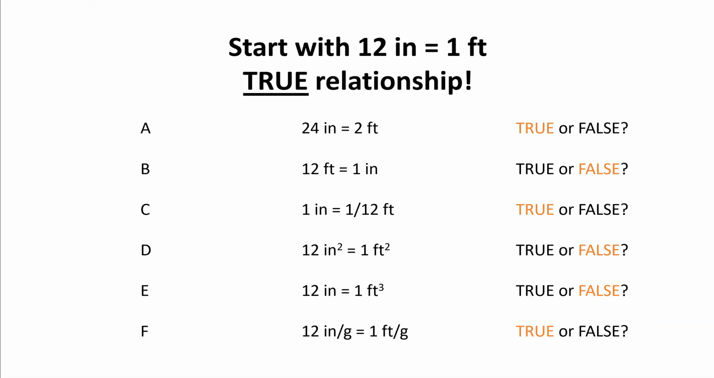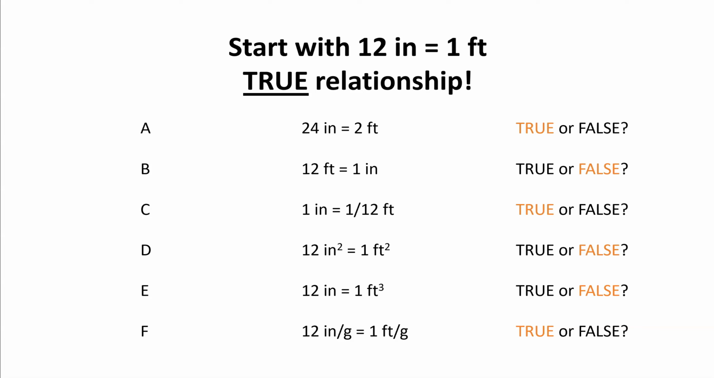The second statement is false because we did not do the same thing to both sides. What we did in that case was just move the units around. And that changes the meaning of that statement. So it is no longer a true statement. In the third one, we have divided both sides by 12. So we end up with 1 inch equals 1/12 of a foot. So that remains true. We've done the same thing to both sides. We've divided both sides by 12.